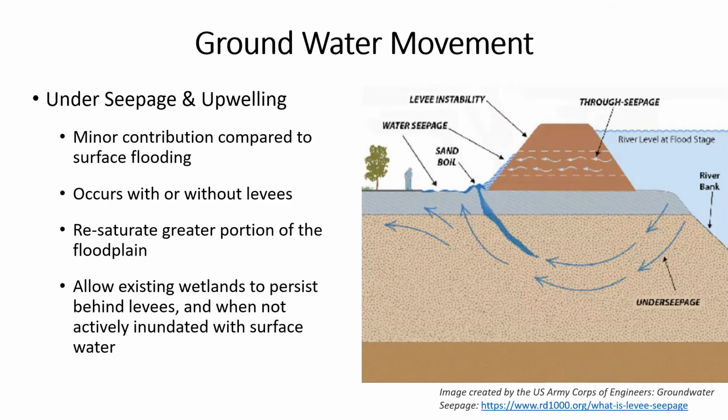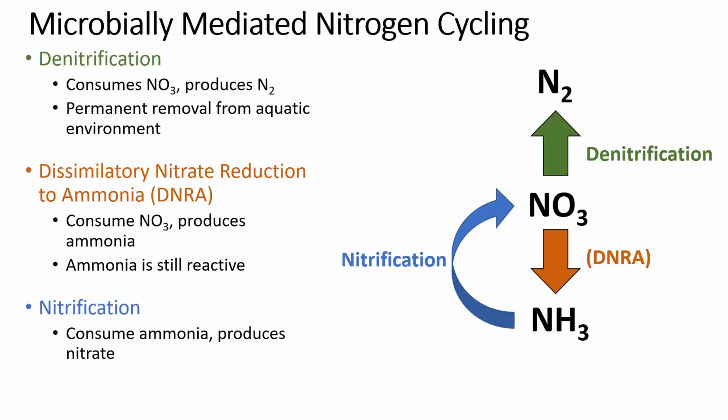Ultimately, though, because they occur both with and without levees, they can resaturate a greater portion of the floodplain throughout the year, as they are not restricted to just these high water levels. And they allow many of these wetlands to persist behind levees when not actively inundated with surface water.